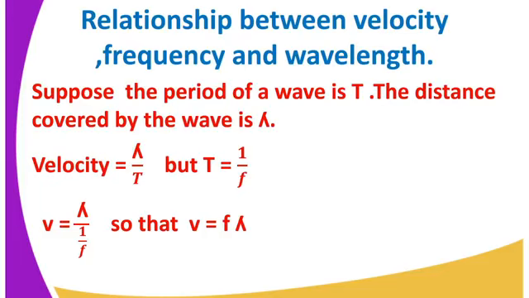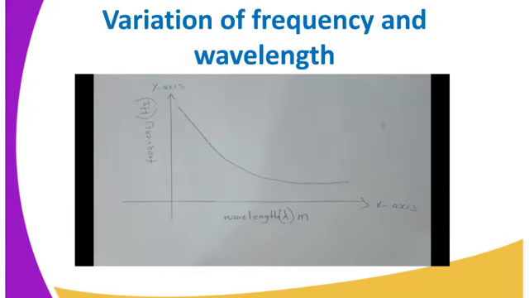Apart from that, you can also be asked to explain the variation of frequency and wavelength. How can we explain the variation of frequency and wavelength? It is simply the relationship between wavelength and frequency. Using a graph, when we plot frequency against wavelength, we have frequency on the y-axis and wavelength on the x-axis. Comparing the two, we obtain our graph in the sketch, as we can see.